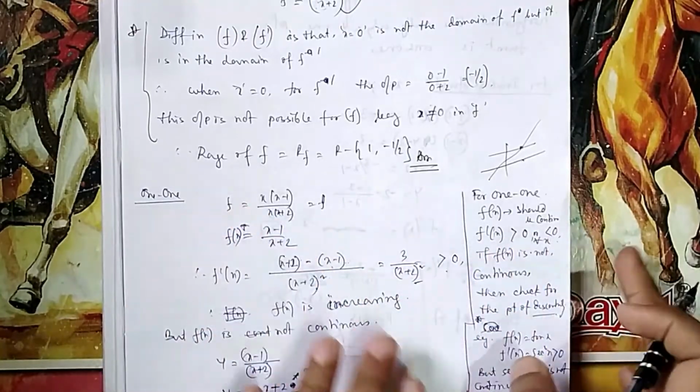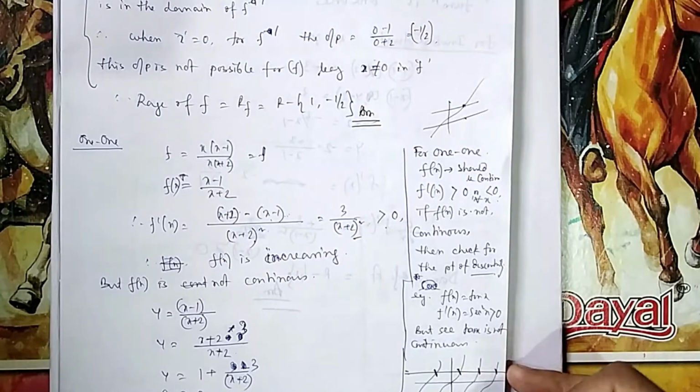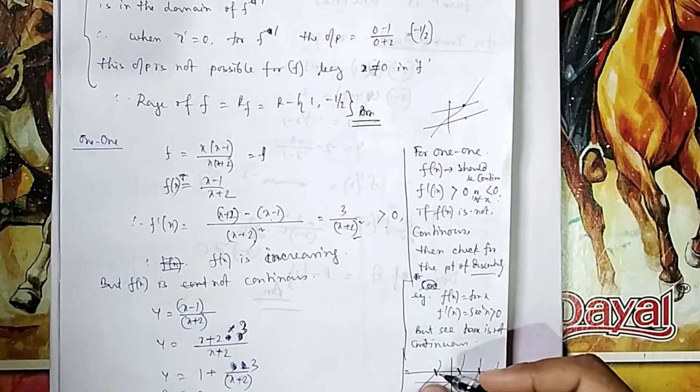So you are not sure it is 1-1. One such example you can think of is 10^x. 10^x is always increasing, but it is not continuous. So you can say this is the graph of 10^x. So it is not 1-1 because it is not continuous.